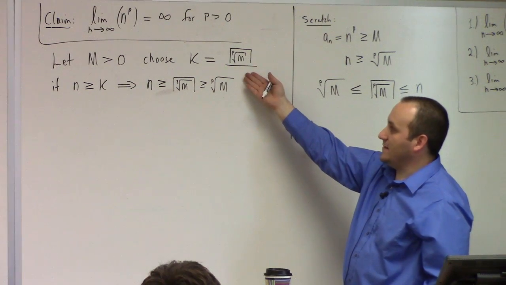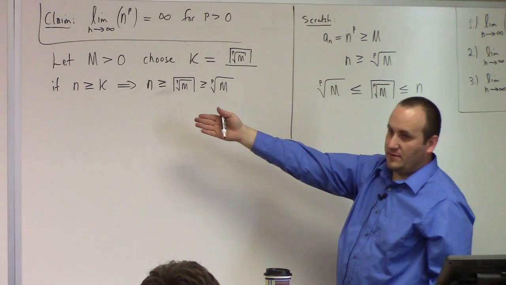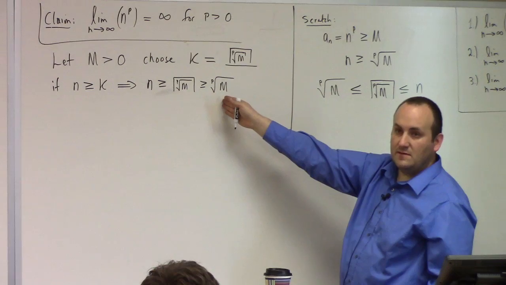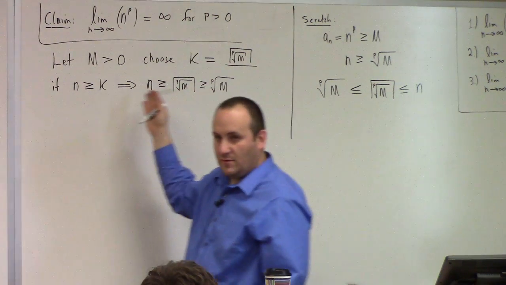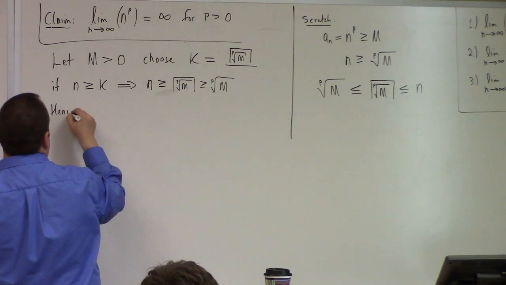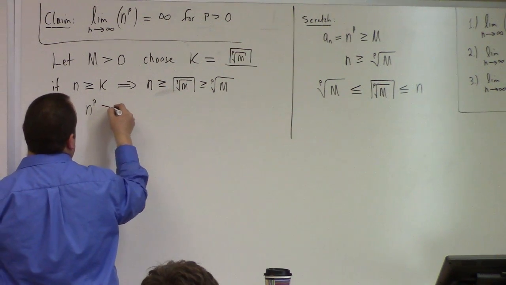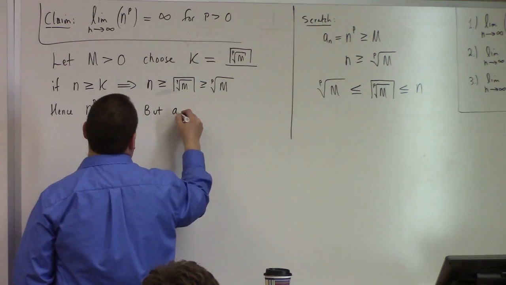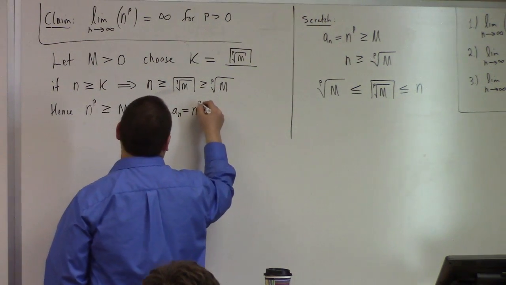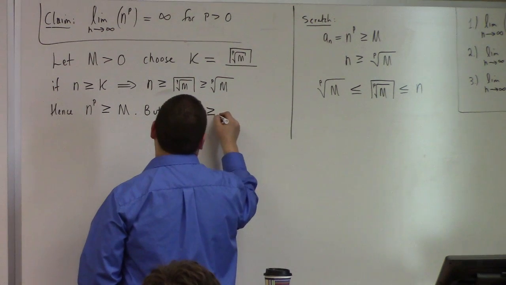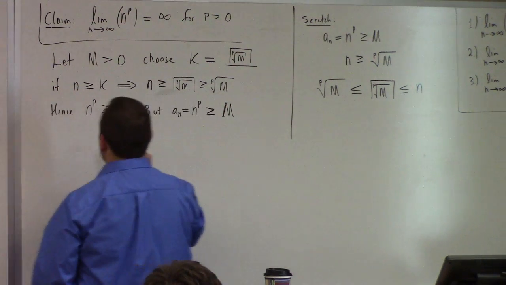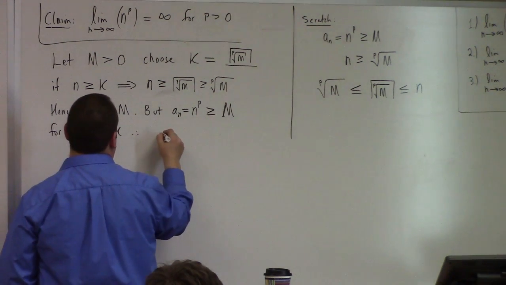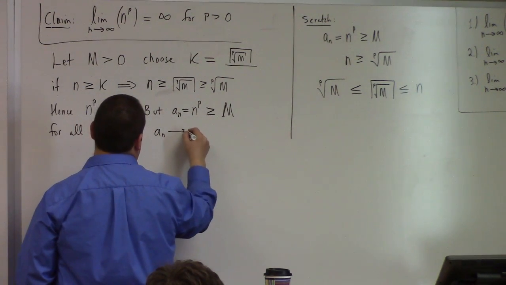M greater than 0, choose K to be like that. If I have n greater than or equal to K, that tells me that n is greater than or equal to the ceiling, but the ceiling is greater than or equal to the pth root itself. But then what? I can take the pth power of this inequality. Hence n to the p is greater than or equal to M. But a sub n is equal to n to the p in this context, and that's greater than or equal to M for all n which are greater than or equal to K. Therefore a sub n goes to infinity as n goes to infinity.